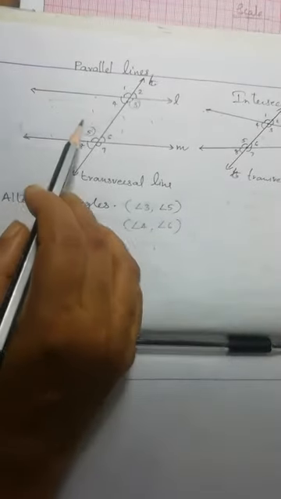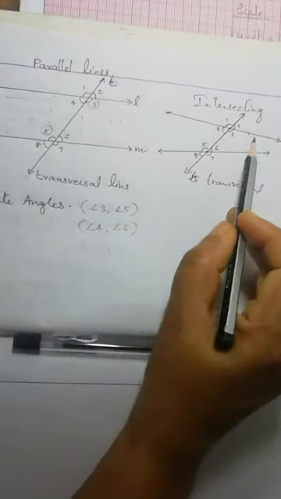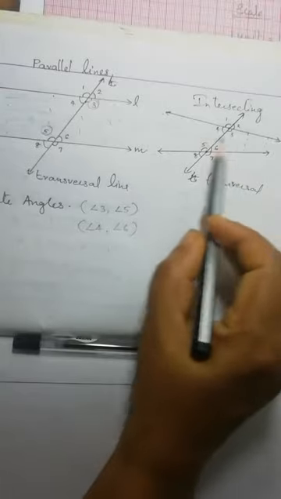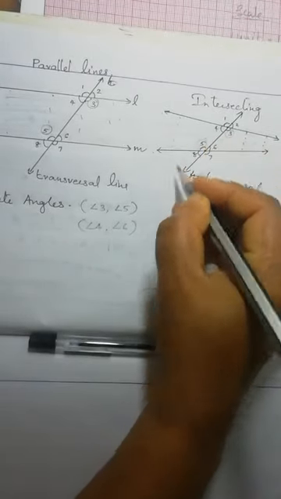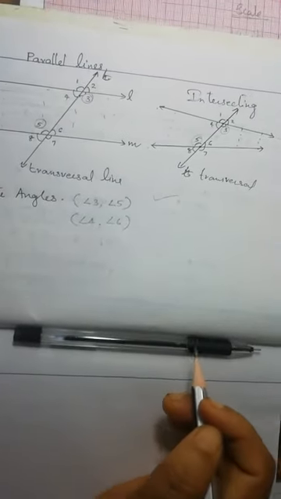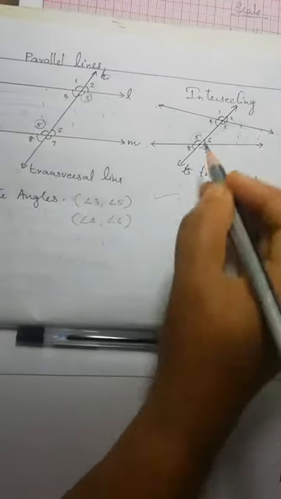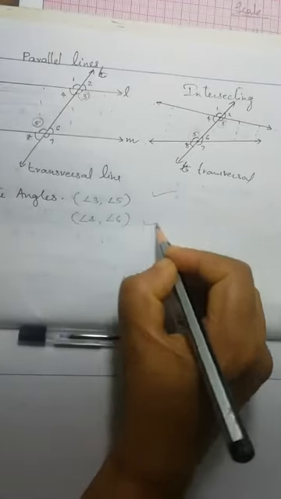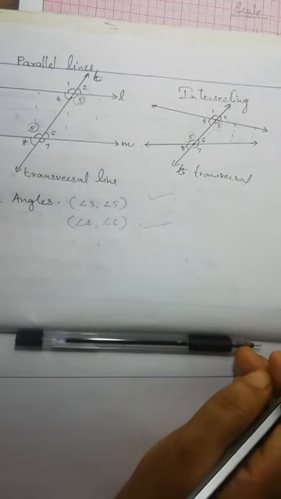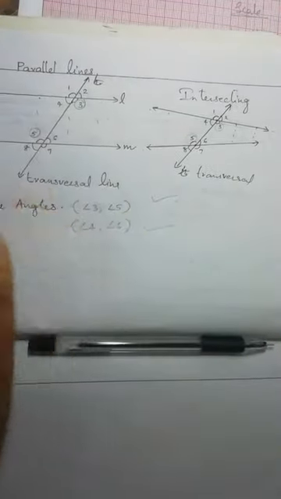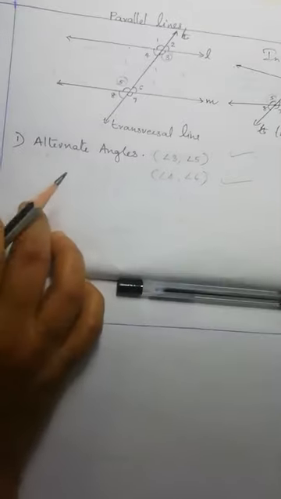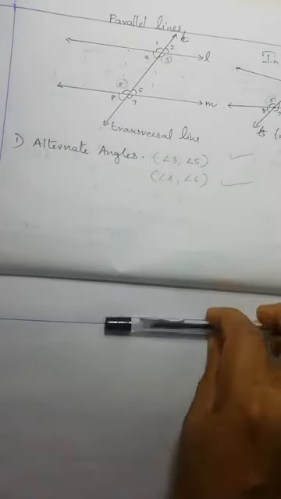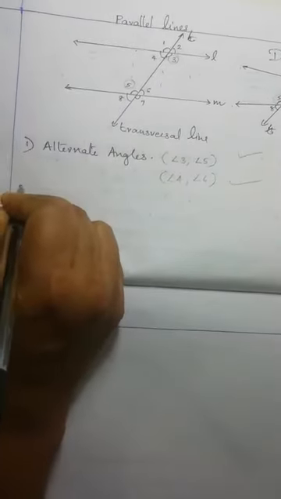So in between parallel lines and also in between intersecting lines there are alternate angles. Here also angle 3 and angle 5 are alternate angles. Angle 4 and angle 6 are alternate angles. Okay. In these two cases, it is the same way. But some speciality is there in the parallel lines that I will say later. Now we are studying some different names. First one is alternate angle.